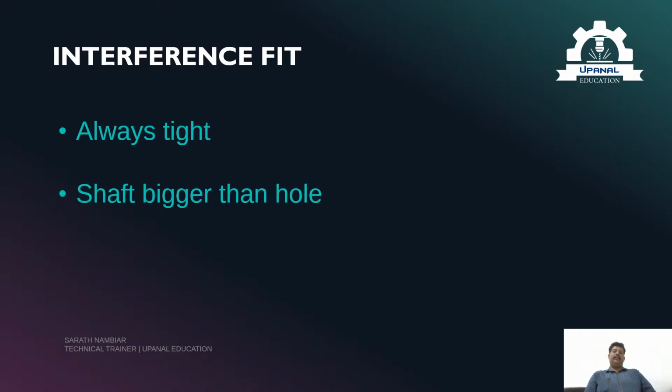Next is the interference fit. What is interference fit? Here, the hole is smaller and the shaft is bigger. So it cannot be assembled by hand. It must be pressed or hammered, or we have to heat it. Then there will be no gap between the parts. It will be a very, very tight fit. That is the interference fit.